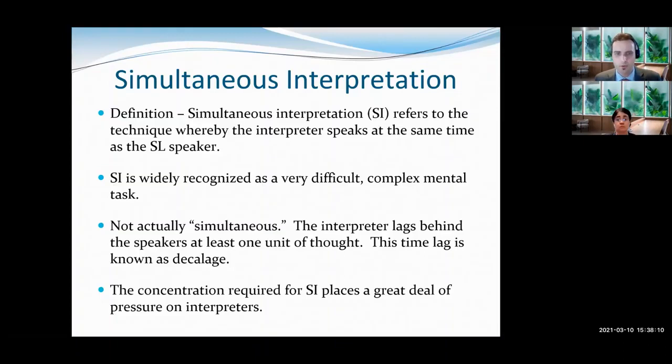Concentration required for simul does place a great deal of pressure, stress on interpreters. More so at the beginning. I remember there being times interpreting at the beginning of my career where, at the end of the day, I just felt exhausted.